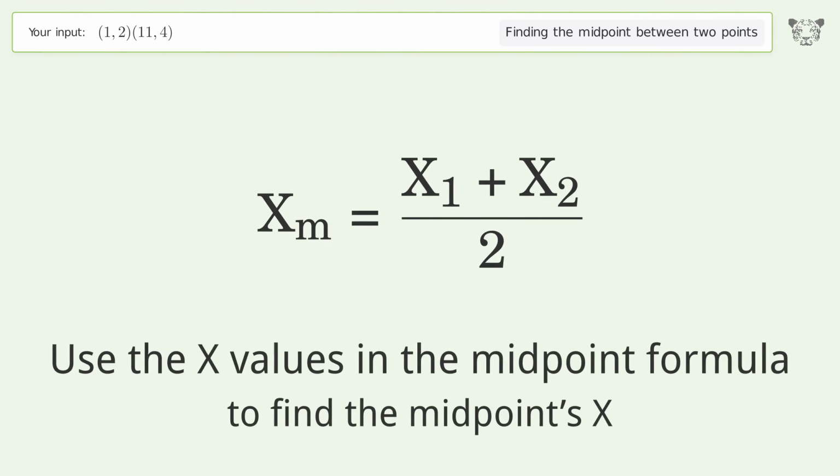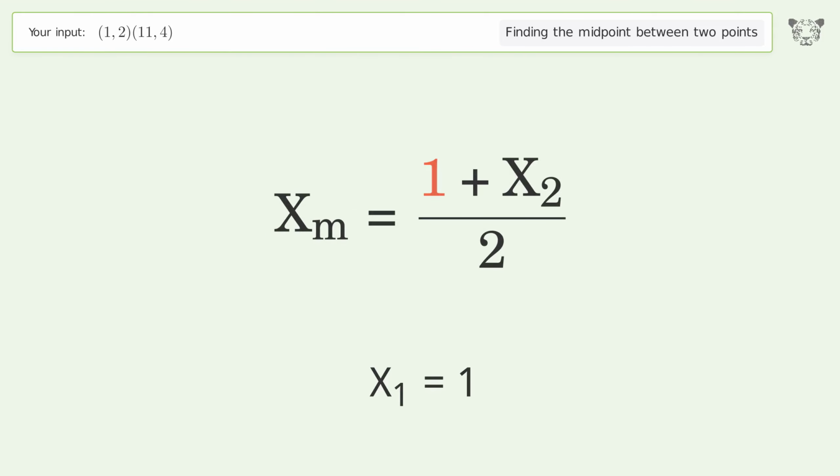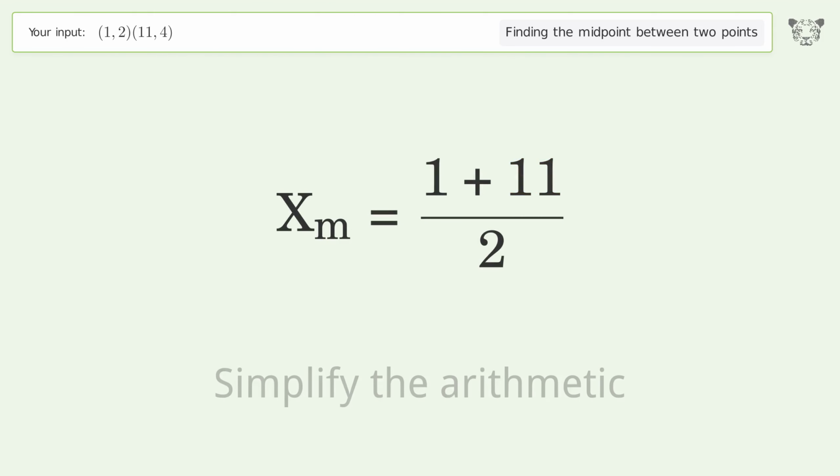Use the x values in the midpoint formula to find the midpoint's x. x1 equals 1. x2 equals 11. Simplify the arithmetic.